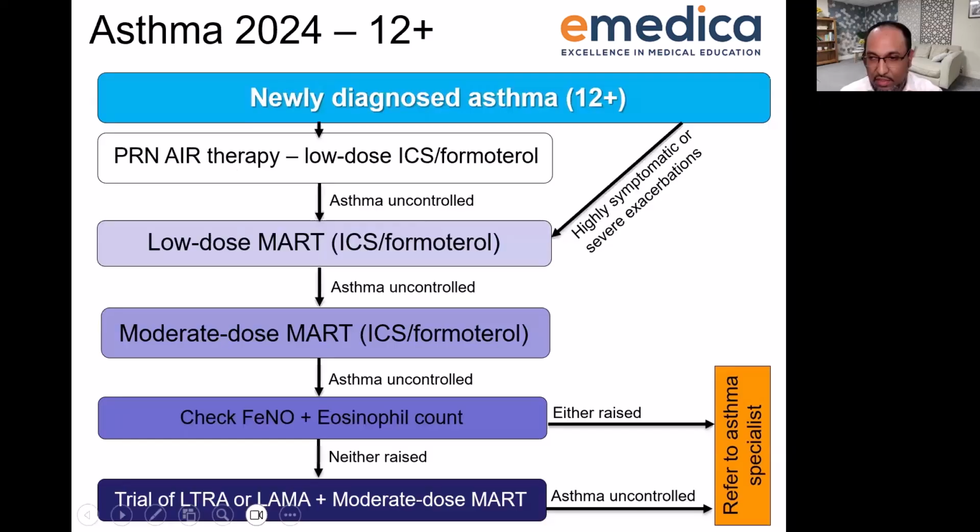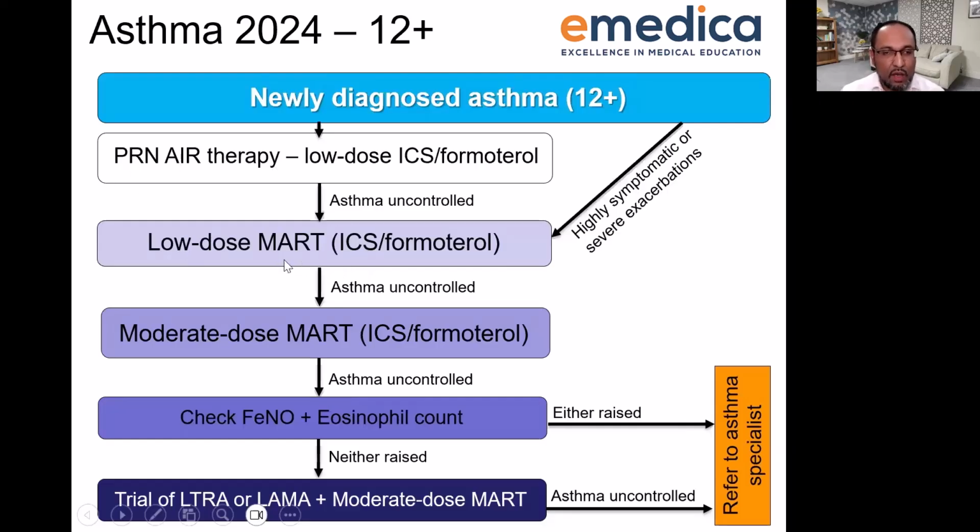What is AIR therapy? It stands for anti-inflammatory reliever therapy. The anti-inflammatory is the steroid. So PRN AIR therapy has the same exact components in the inhaler as MART, i.e. it's got budesonide and formoterol. That's for children. For adults, you've got other options, okay? Formoterol is still the LABA. You've got other options for the steroid.